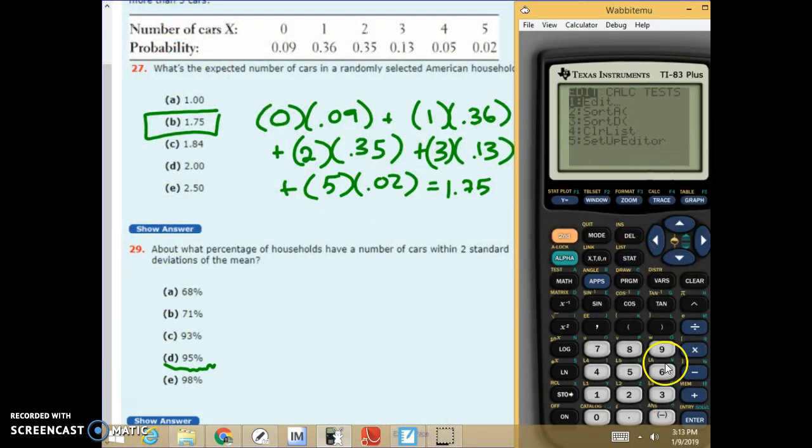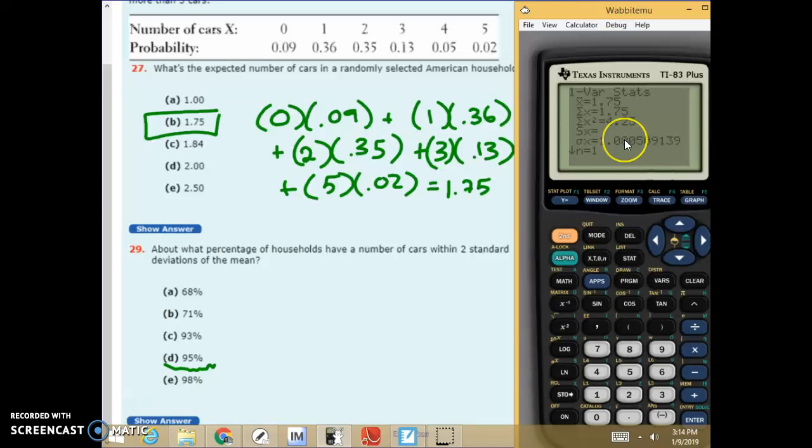So I went to Stat, went to Edit, and I entered in List 1 the number of cars, 0 through 5. And then in List 2, that's the probability of having that number of cars for an American household. Now, if I wanted to find the expected value, I could hit Stat, Calc, 1-Var Stats, and use List 1 and List 2. And that would give me that expected value of 1.75. It would also help me find the standard deviation for the number of cars, which is 1.08. So the typical American household would vary by about 1.08 cars.